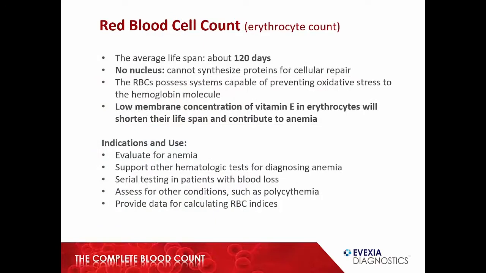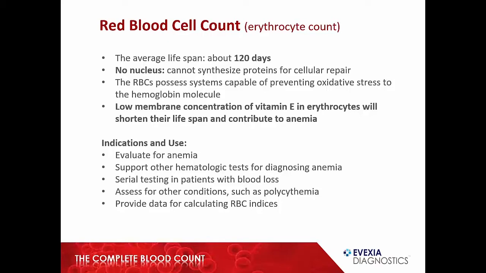So the RBC count, also known as the erythrocyte count, like I said, has an average lifespan of about 120 days. Remember, these cells do not contain a nucleus, so they cannot synthesize proteins for cellular repair. But the RBCs possess systems capable of preventing oxidative stress to the hemoglobin molecule. And a low membrane concentration of vitamin E, remember vitamin E is an antioxidant, will shorten the lifespan and contribute to anemia. So you want to keep that in mind.